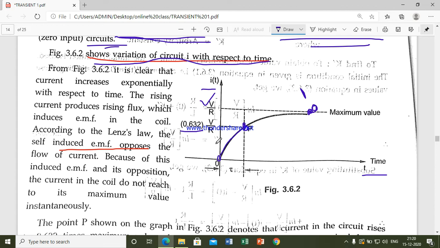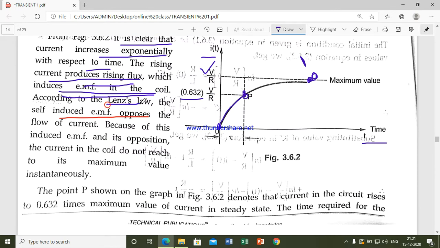Like this you can have different points. While the current I of t goes from 0 to 1, you can get many different intermediate points. So here we will see what they have written. It is clear that the current increases exponentially with respect to time. You have an exponential curve. The rising of current produces a rising flux, which induces EMF in the coil. As the current increases, your inductor will be charged, so it introduces the rising flux, which induces EMF in the circuit.